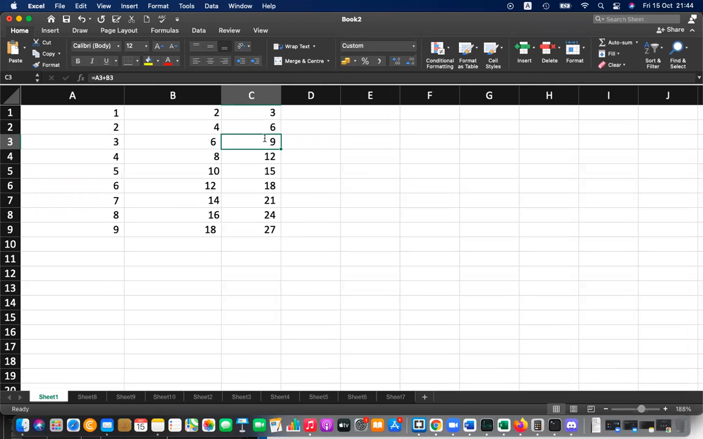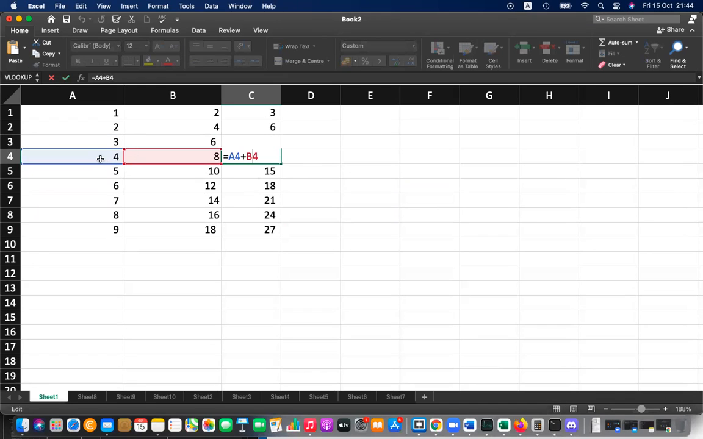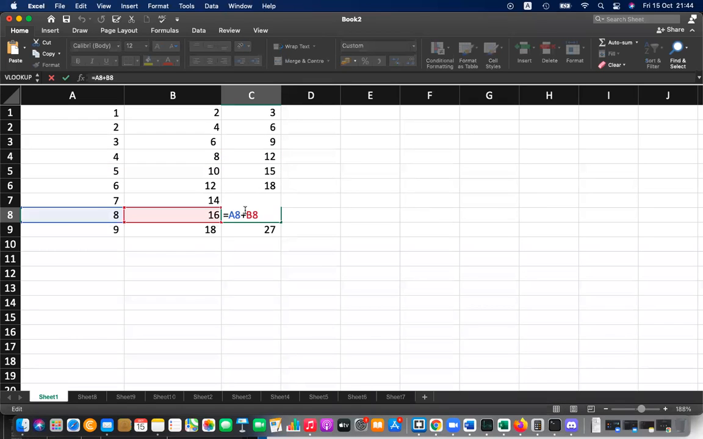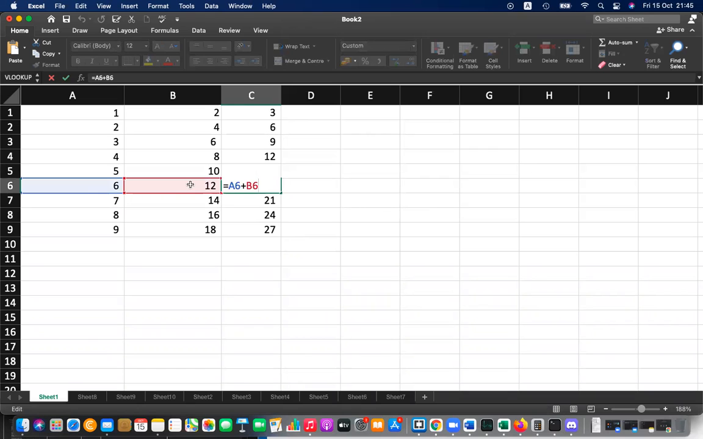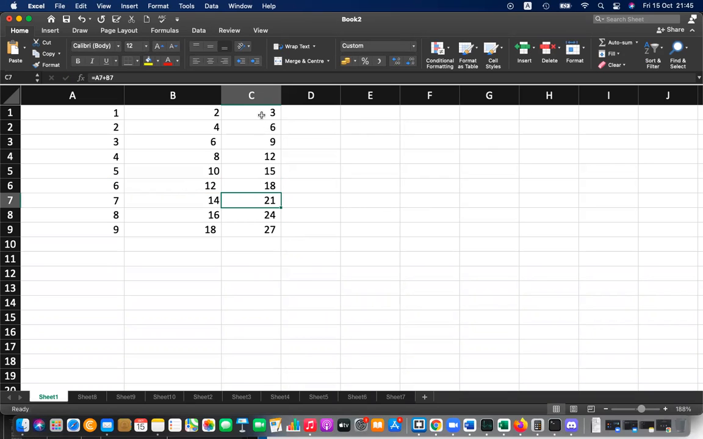The relative reference is that A3 B3. Automatically the row number in front will be added. Here also that 2 in front of this will be added. That means A8 B8 will be there in C8. Here A6 B6. Okay, that is the relative reference. If I copy paste here, if I drag in this direction, it is A1 B1, no? Here A1 plus B1.